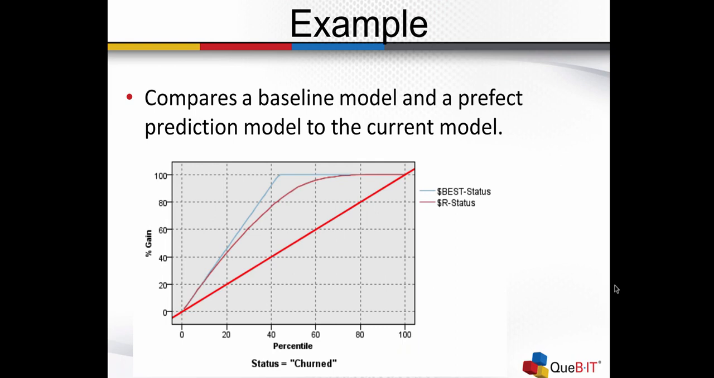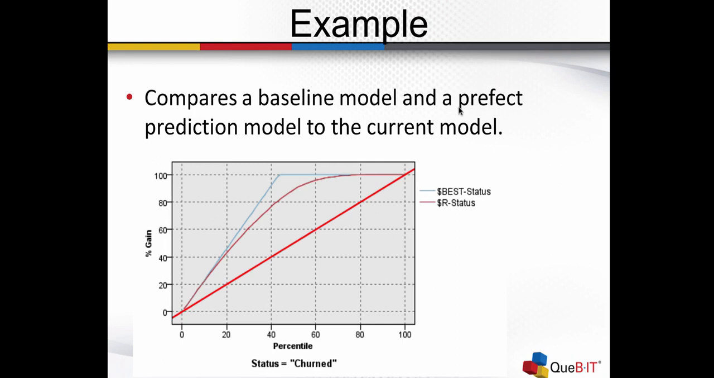In this example, the baseline model is just predicting at chance, and that's represented by the thick red line. The perfect prediction model is another theoretical model that is never making an error when you make a prediction. That's represented by the thin blue line. Our model is the one that's in between, so it's better than an at-chance model and not quite as good as a perfect prediction model.